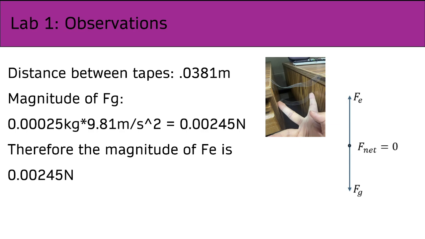Distance between the tapes was 0.0381 meters. So the magnitude of Fg is 0.0025 kilograms times 9.81. So it was equal to 0.00245 newtons, and therefore the magnitude of Fe is the same.